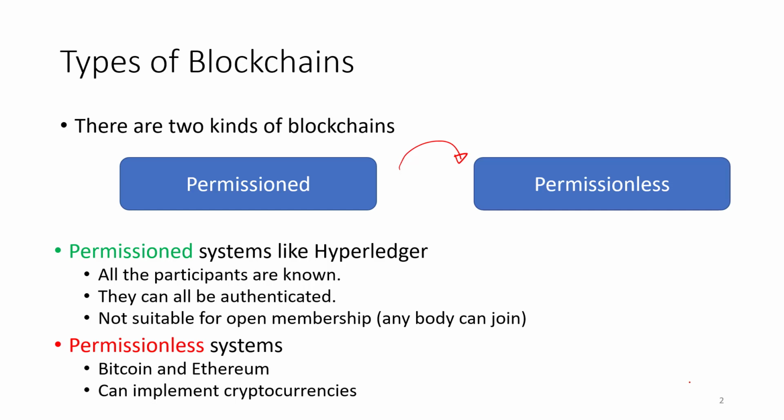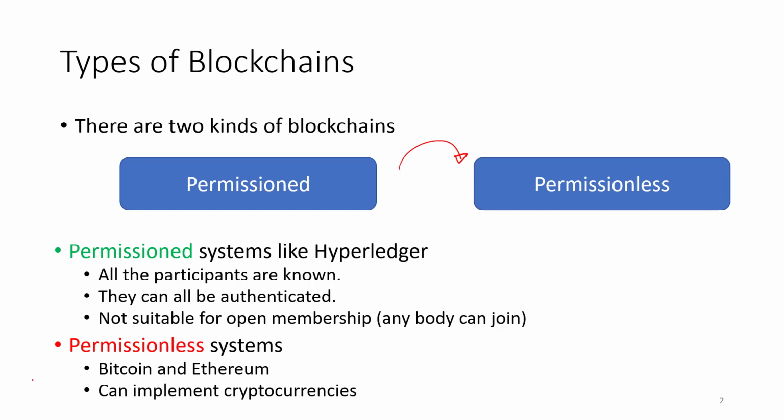In the case of a permissioned system such as Hyperledger, all the participants are known, they have login IDs. So all of them can be authenticated, and if they turn malicious, some action can be taken. So it's clearly not suitable for open membership, as we have seen. It is not that anybody can join at any time. This is more like a corporate intranet kind of system.